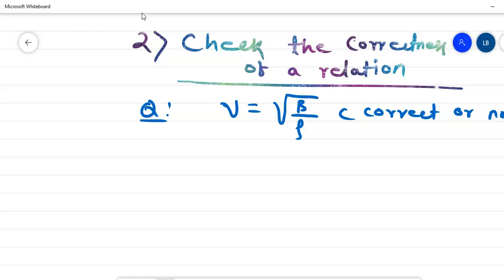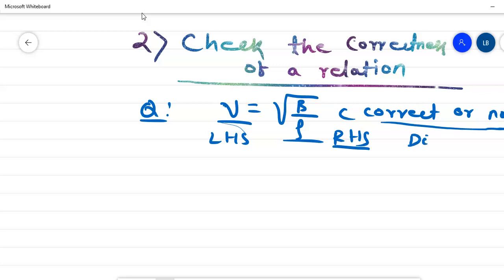So how to solve this type of question? In this type of question, I will first find the dimension of LHS. Then I will find the dimension of RHS. If both dimensions are equal, then I will say this is the correct equation or correct relation according to dimension.